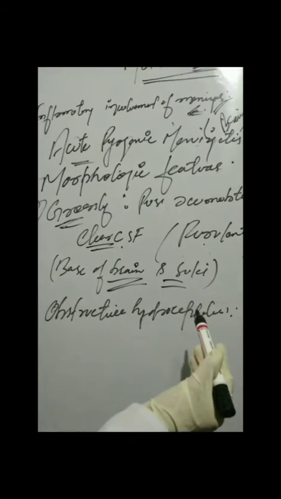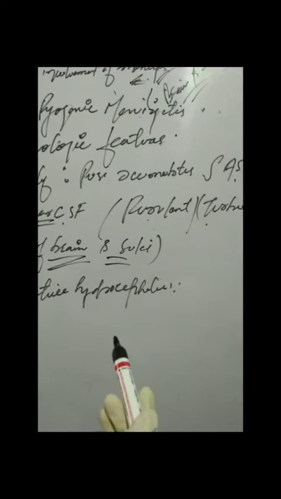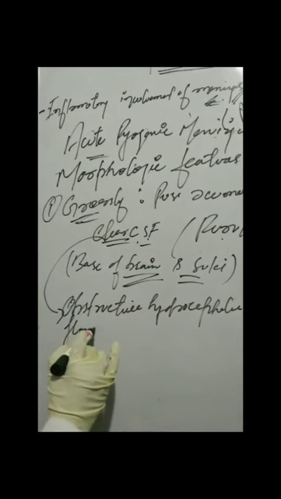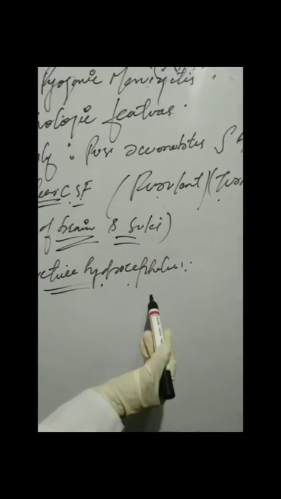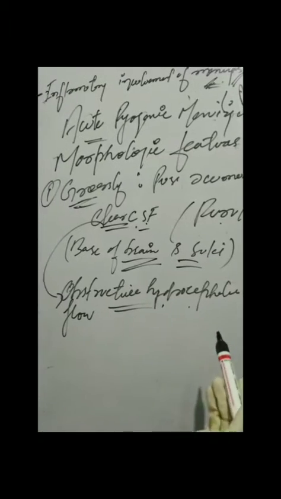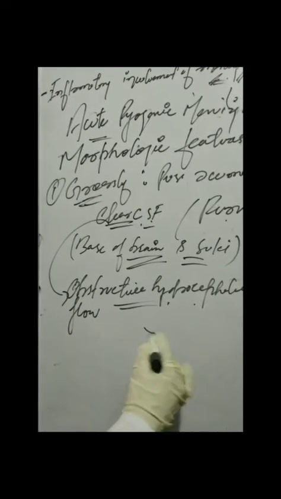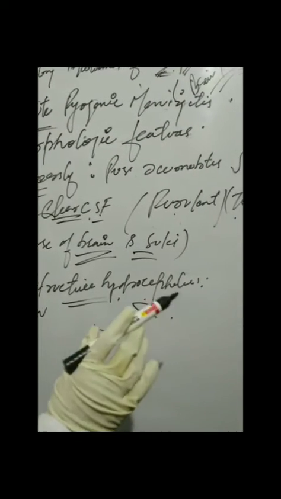Now what will happen? The turbid CSF, or the purulent material, will interfere with the flow of the CSF, and it will result in obstructive hydrocephalus. What will happen in obstructive hydrocephalus? Fluid will build up. When the fluid builds up in the deep cavities, that's termed obstructive hydrocephalus.